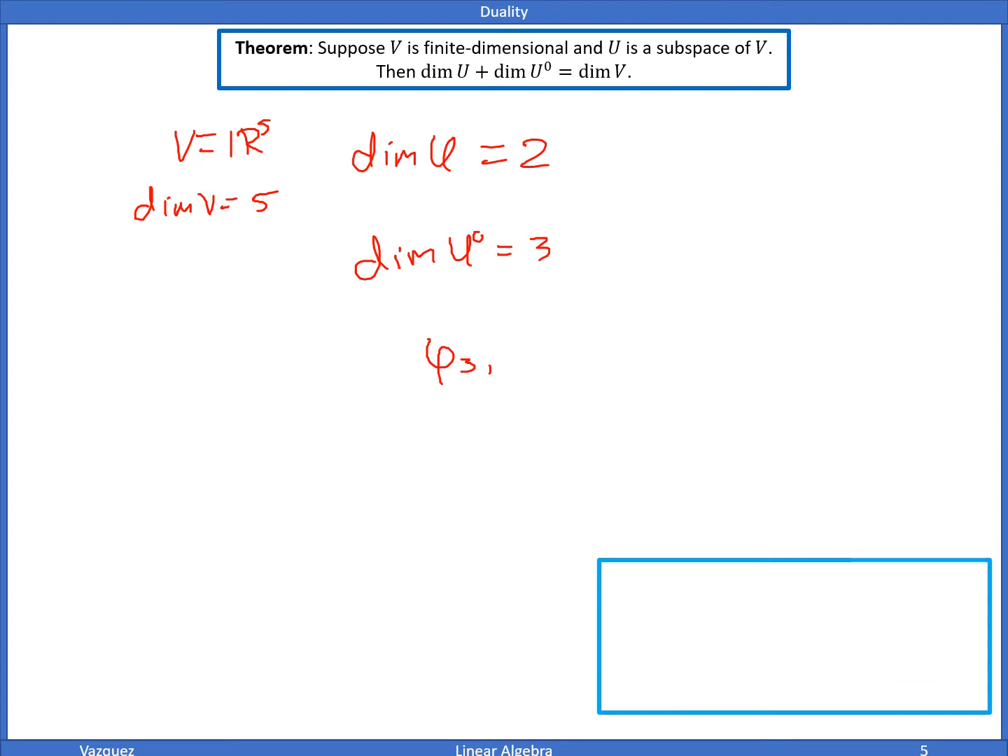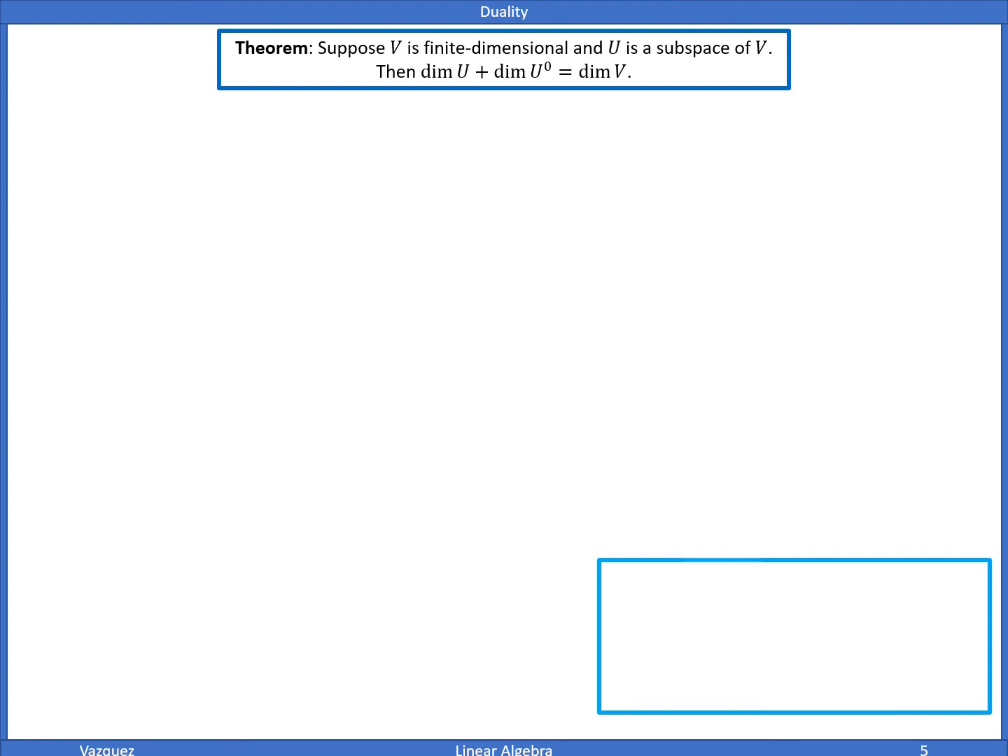So that's where we get this theorem from. And that's always the case, right? Not just in that example, but always. So that's what we're going to prove.